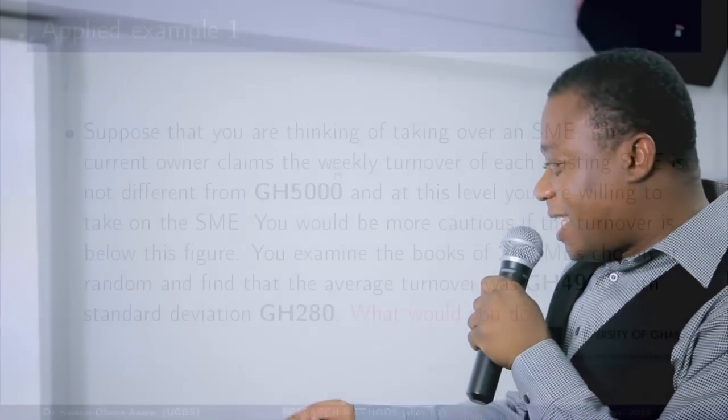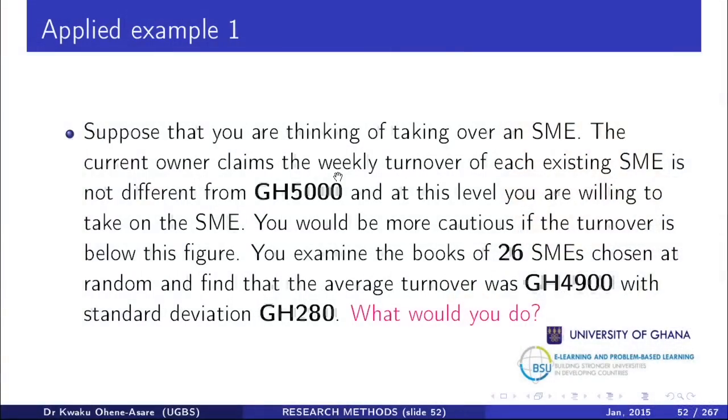You see, 4,900 with a standard deviation of 280. You will always have the standard deviation following the sample mean, but you will never have a standard deviation following the population mean. Why? Because the population mean is a statement being made authoritatively, isn't it? By someone who has knowledge of the area. In this case, the current owner. By him telling you that it's 5,000, he has what? Knowledge of the area.